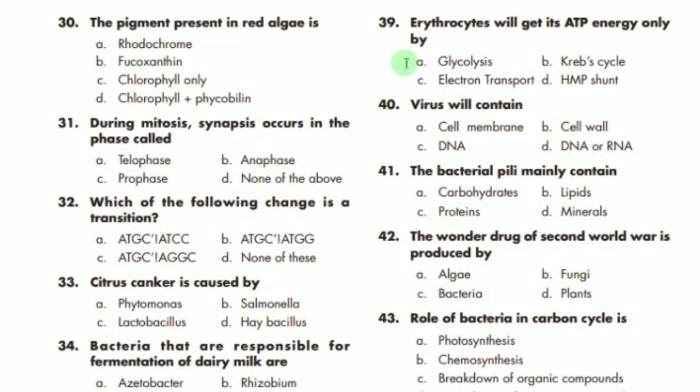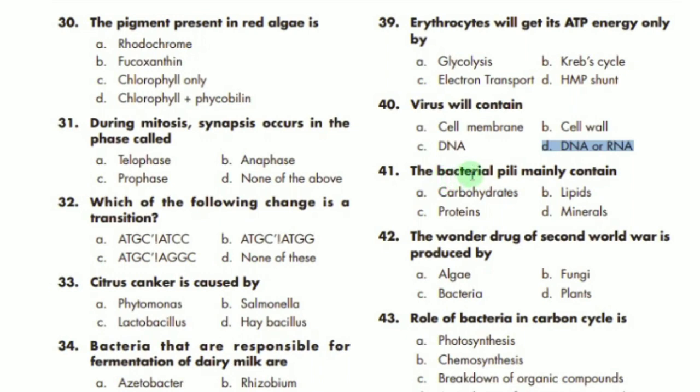MCQ 39 says that erythrocytes will get their ATP energy only by... They mostly get their ATP energy by glycolysis. So A is the correct option. MCQ 40: virus will contain both DNA and RNA. So D is the correct option.